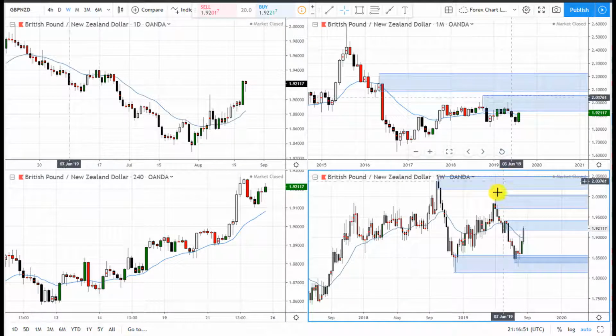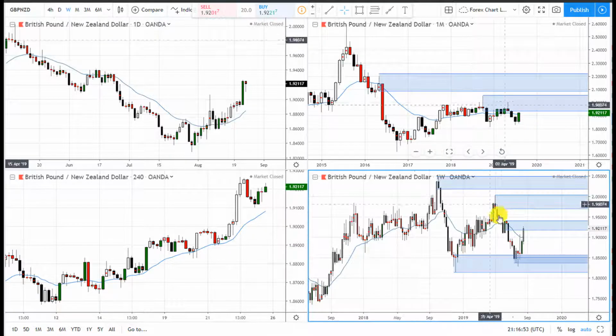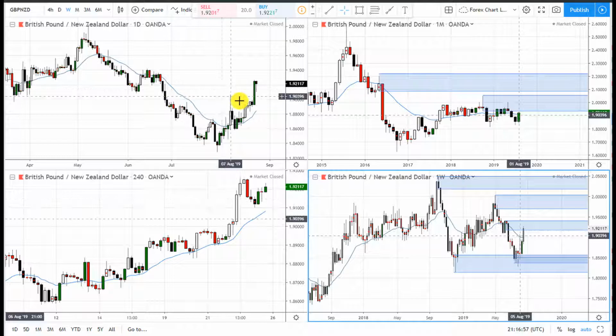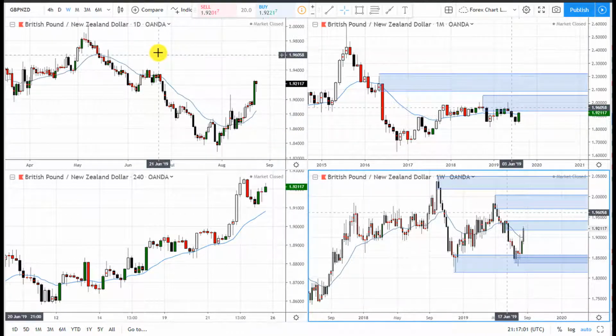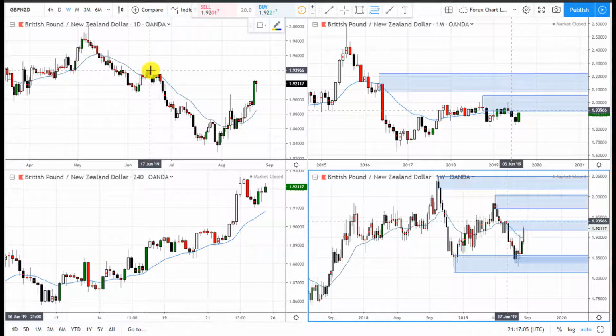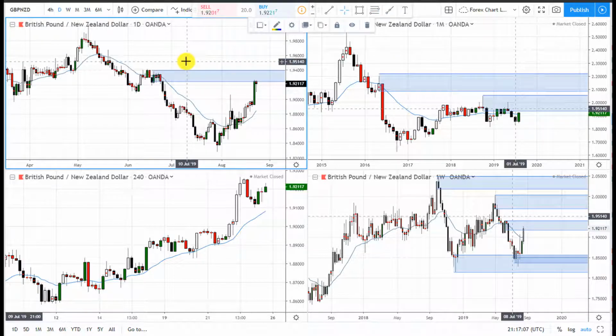So we cannot buy, even though they have these strong engulfing candles. We don't want to buy. We want to be able to see where our opportunities are to sell in the market.